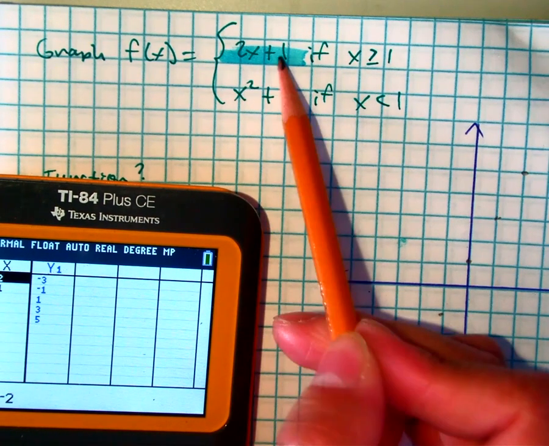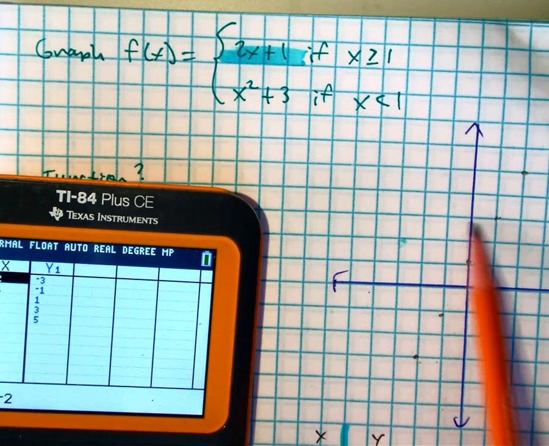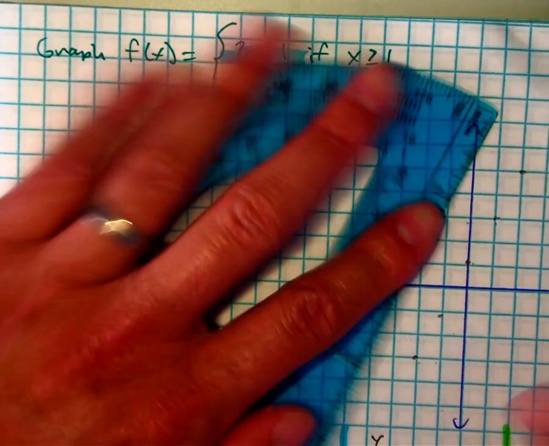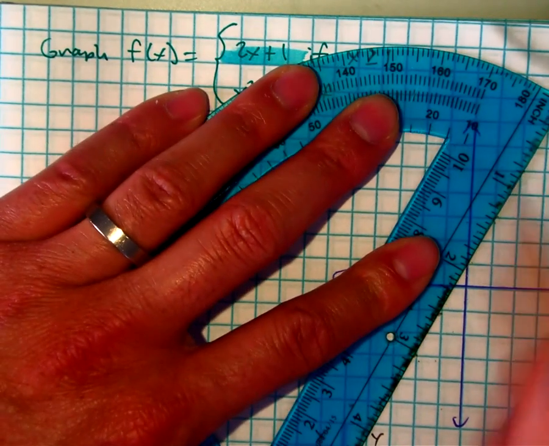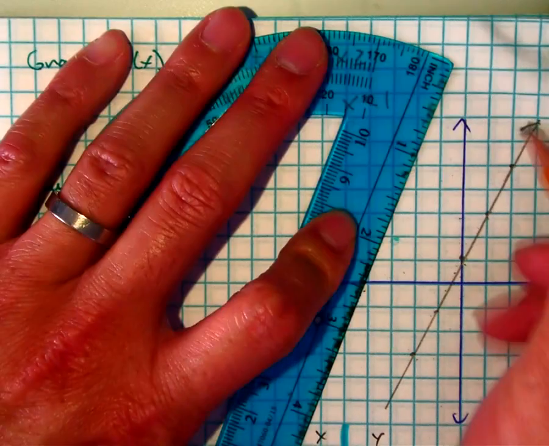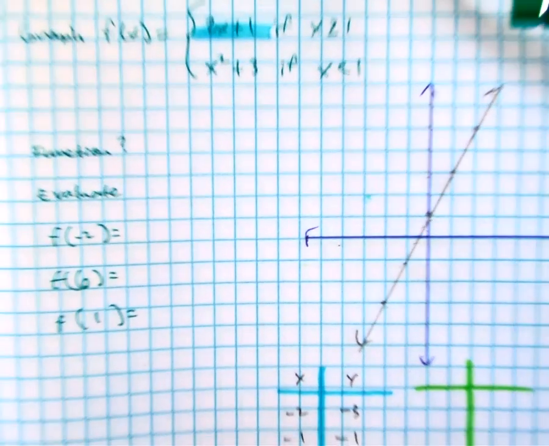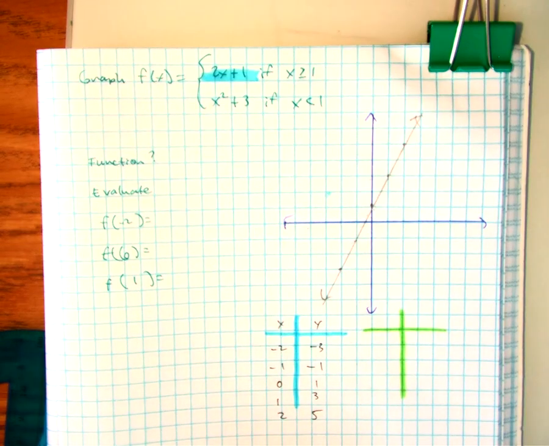That's right in slope-intercept form. Starts at 1, up to the right 1. Let's graph it. Graph looks like this. Whoops, you guys didn't see me write down the table of values.